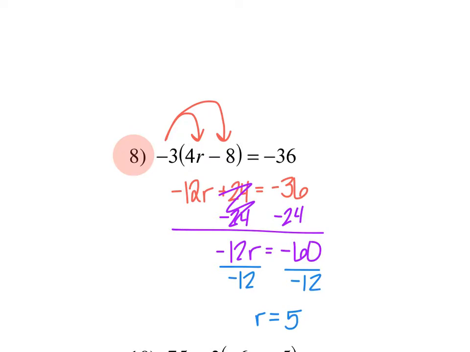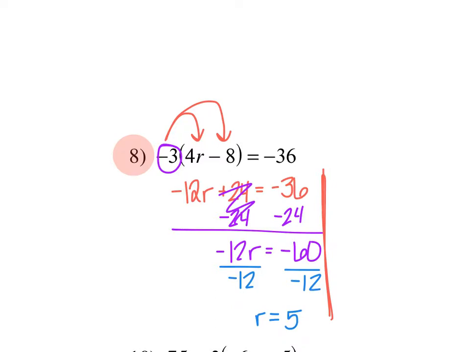But there's actually another way you could do example 8. You'll notice the entire left side of the equation is being multiplied by negative 3. The entire left side. It's being distributed to the 4r and the negative 8 term. So you could actually divide both sides by negative 3. You could divide both the left and the right side, the entire side, by negative 3.